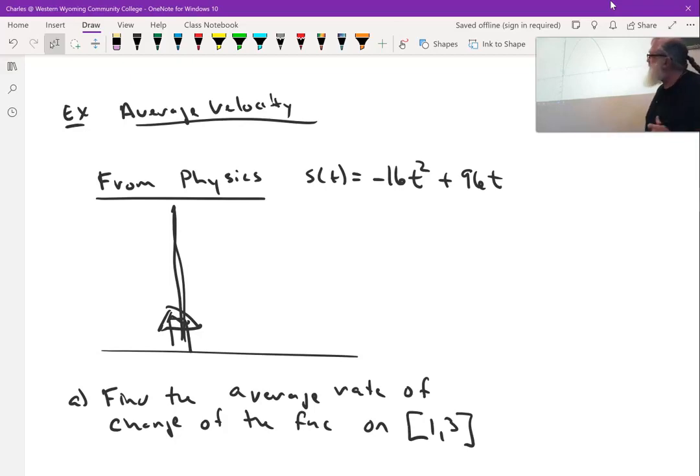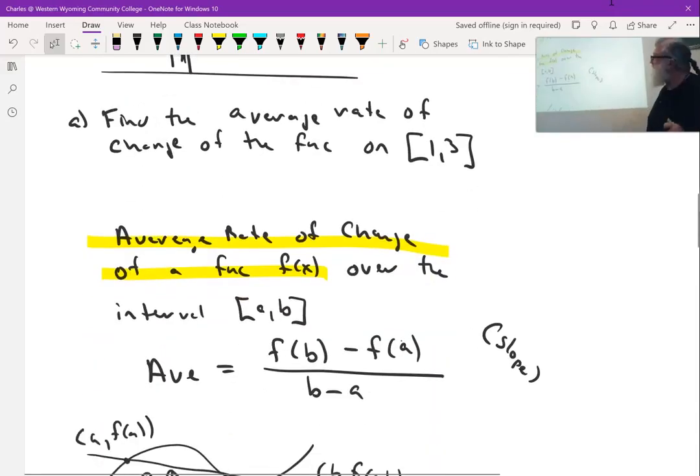So let's go back through. Oops, let me turn this back on here. Get my stick back out. All right, so let's go back through. We found this average rate. How did we find that average rate again? We used this formula here, which is a lot like the slope formula.